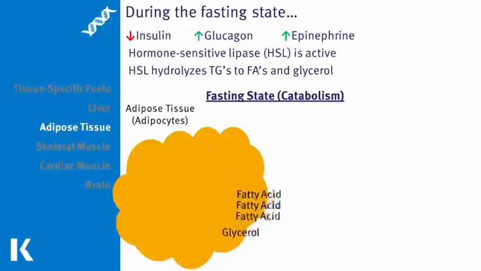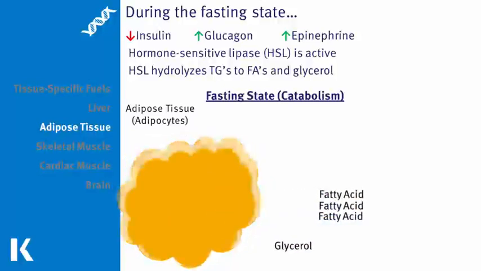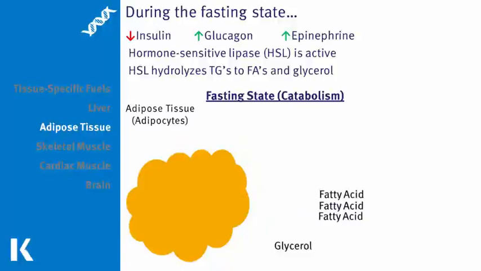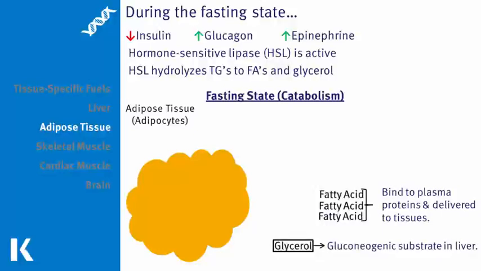These molecules are then released from the cell, and the adipocyte shrinks back down to the size it was before storing the triacylglycerol molecules. The released fatty acids travel through the bloodstream attached to serum albumin and end up in the peripheral tissues to be used for energy. Glycerol then travels to the liver, where it is used in the process of gluconeogenesis.